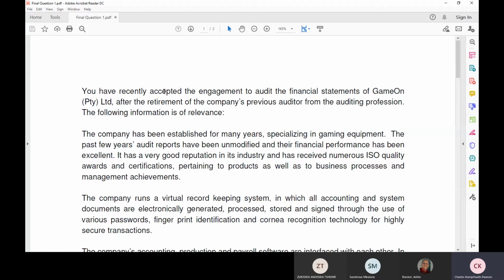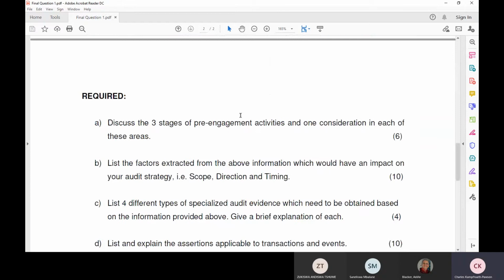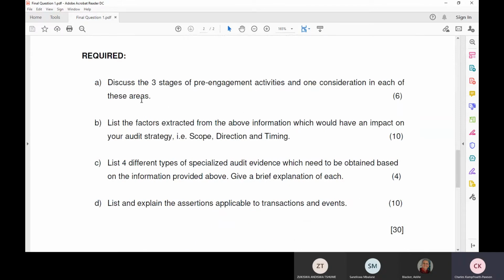So when you start with your question, you always go to the last, the required section first. The required section says, discuss the 3 stages of pre-engagement activities and 1 consideration in each of these areas. List the factors extracted from the above information which would have an impact on your audit strategy, in other words, your scope, your direction, and the timing. List 4 different types of specialized audit evidence which need to be obtained based on the information provided above. Give a brief explanation of each. List and explain the assertions applicable to transactions and events.